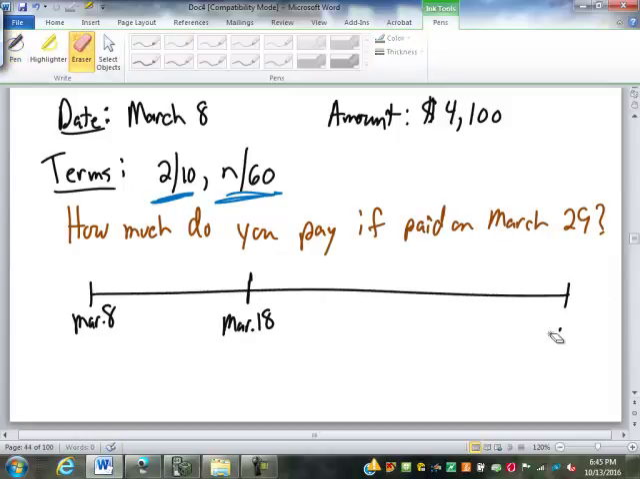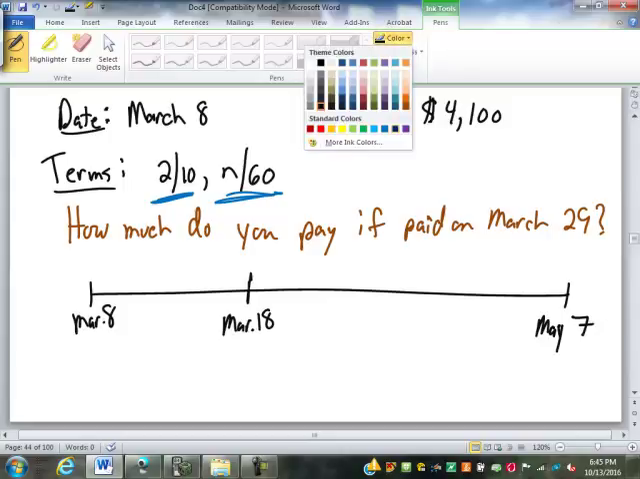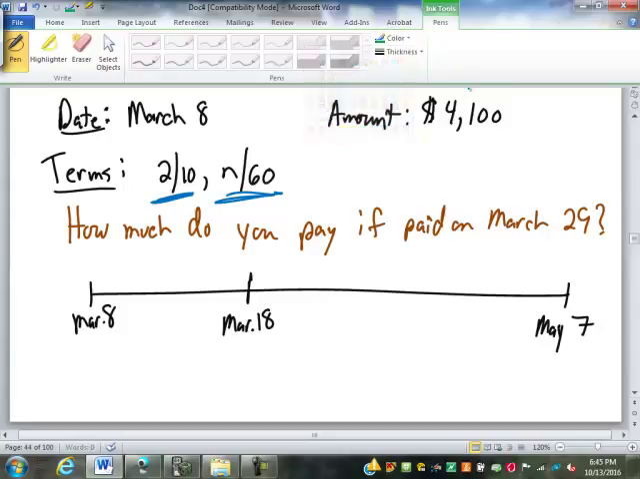60 days, we go to May, and that would be May 7th would be our 60 days if you use the date table. So we do not get the discount. So on March 29th, you would pay $4,100. That's right in here somewhere. Just the full amount of the invoice.